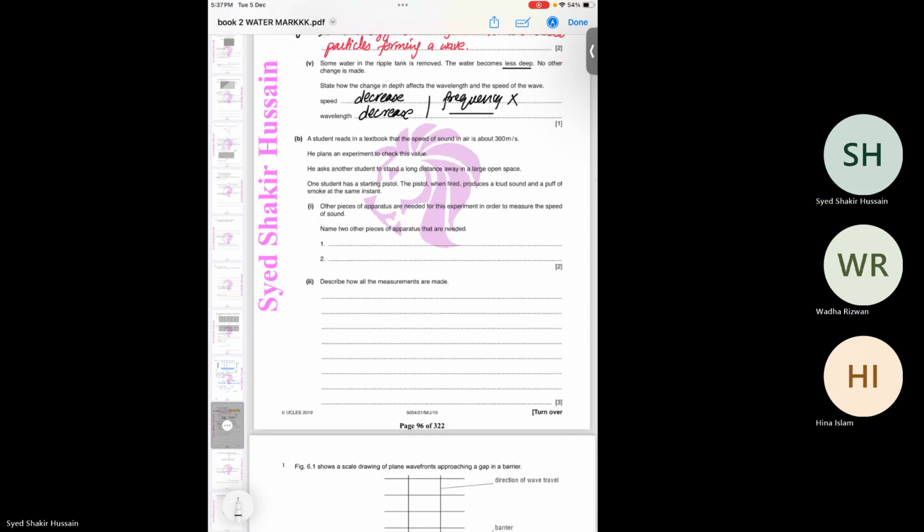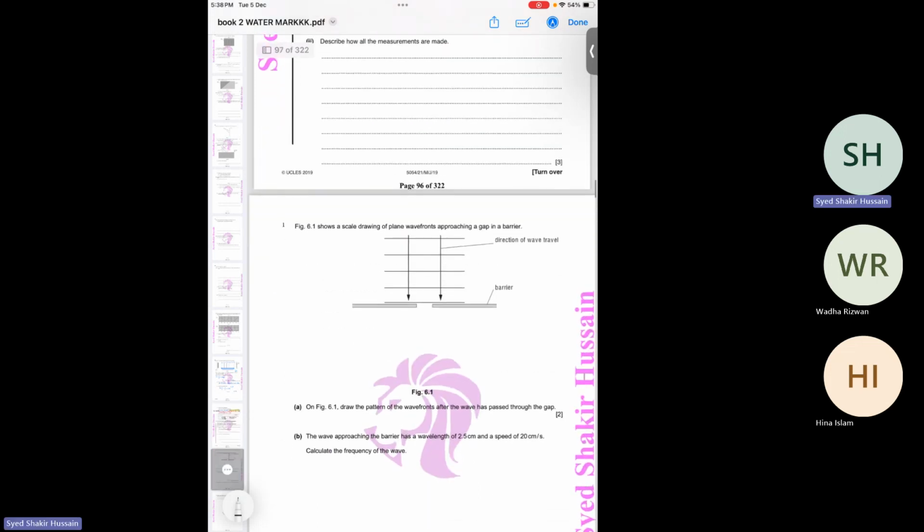Okay. A student reads in a textbook that speed of sound is about 300 meters per second. He plans an experiment. Okay, so we have not done sound yet. We'll just skip this one. We'll move to the next question.